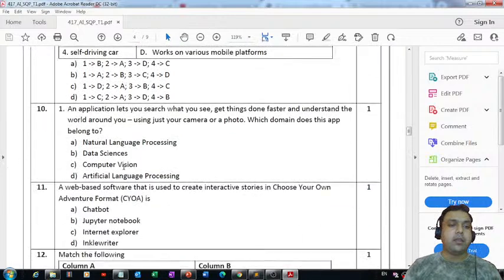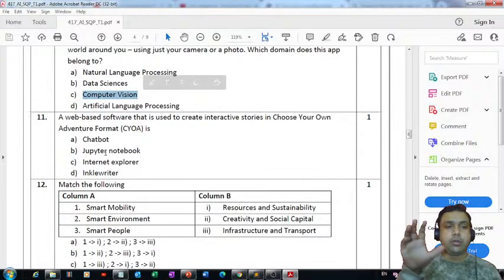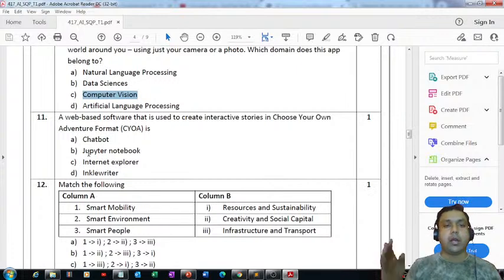It's very easy. Okay, let's check out question number 10. An application lets you search what you see, get things done faster, and understand the world around you using just your camera or a photo. Which domain does this app belong to? Here we have to find the name of the technique with the help of which we can process image-based data, right? So it is computer vision, of course. It is also very easy. You'll get such types of questions in your exam. You'll find them very easy if you go through everything given in the facilitator's handbook. However, if you leave many things and do not go through everything, you are definitely going to find the questions very hard.